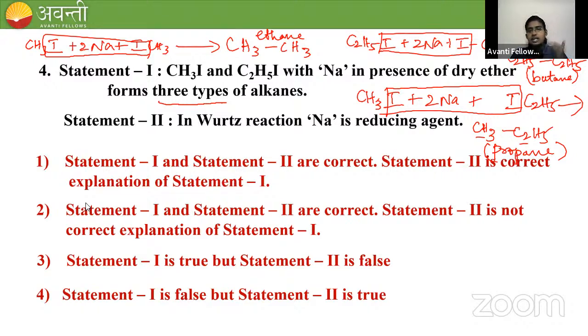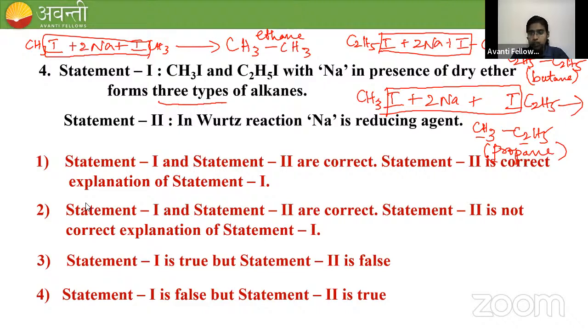So the same alkyl will react with another alkyl in 2 cases. And in this last case, 2 different alkyl halides are reacting with sodium. So this is how you have to find out the product for different halides for Wood's reaction. Got it? Now statement 2 says in Wood's reaction, sodium is the reducing agent. Yes, the role of sodium is that it is acting as a reducing agent only. So that statement is also correct.